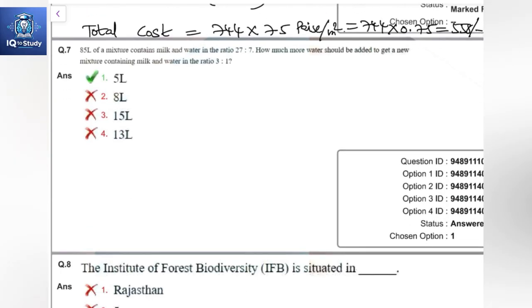85 liters of a mixture contains milk and water in the ratio 27:7. How much more water should be added to get a new mixture containing milk and water in the ratio 3:1?